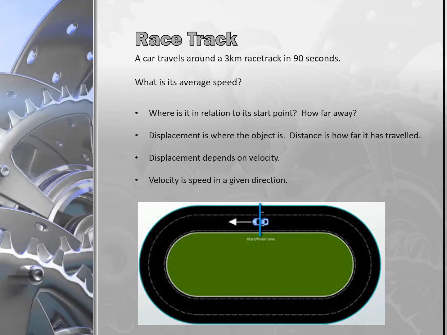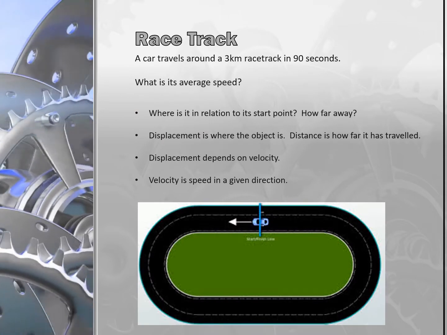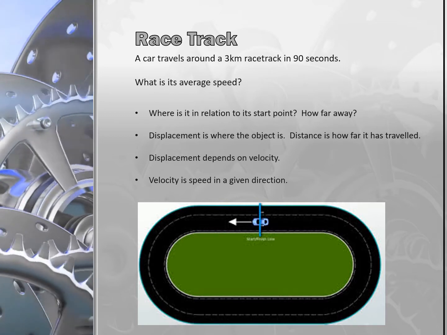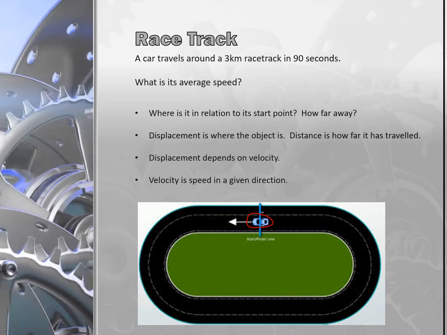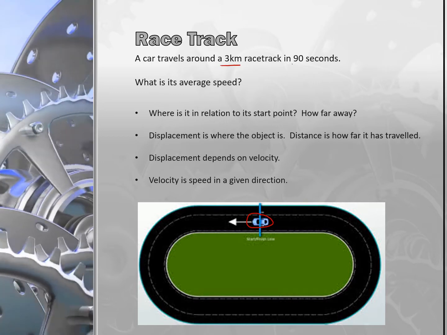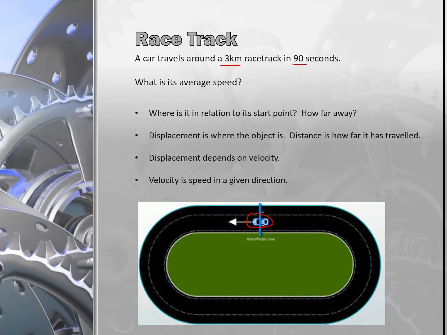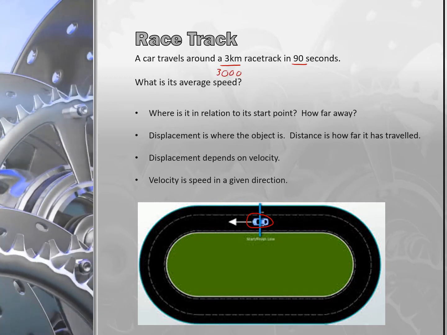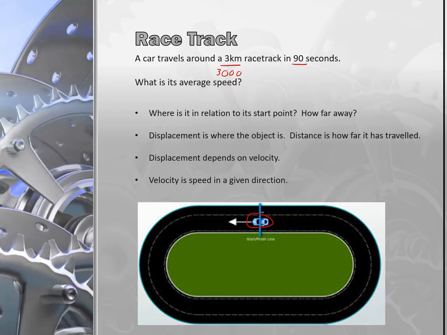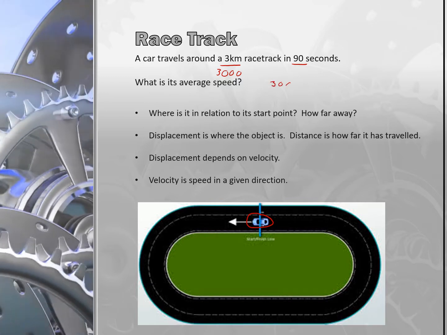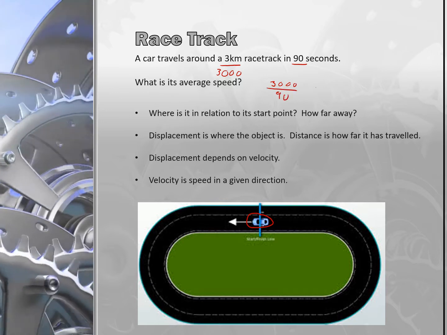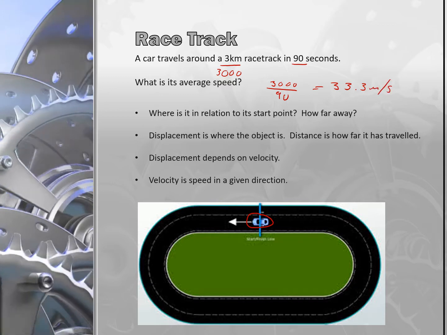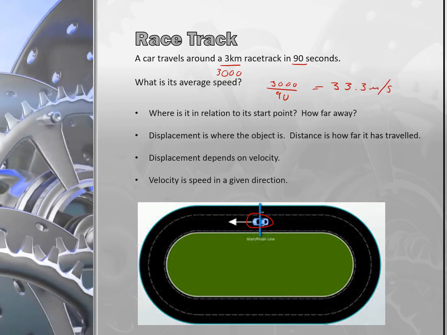So let's start off with this racetrack, and using this racetrack we're going to look at the idea of displacement, distance and velocity. So here we have a small racing car, and it travels around this 3-kilometer racetrack in 90 seconds. The first thing we need to do is to convert that 3 kilometers into meters, so that is of course 3,000 meters. 90 seconds stays the same. Its average speed will be 3,000 divided by the 90, which will give us 33.3 meters per second. So that's the average speed of the car.